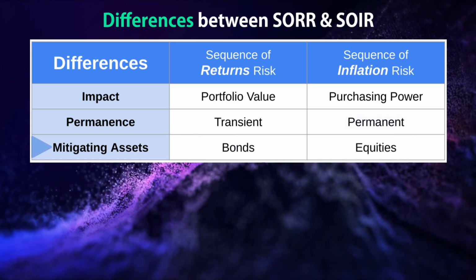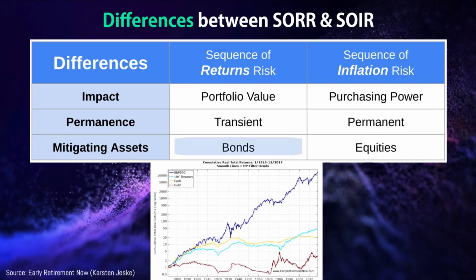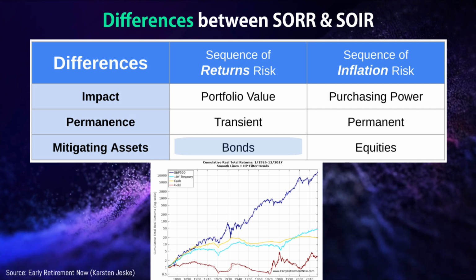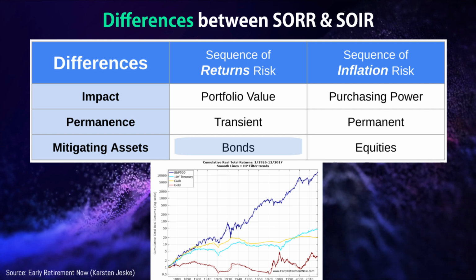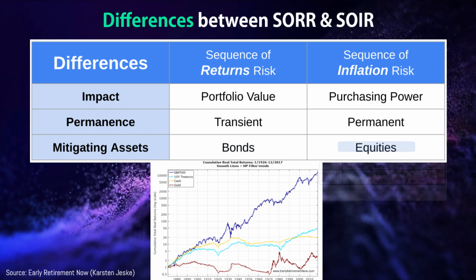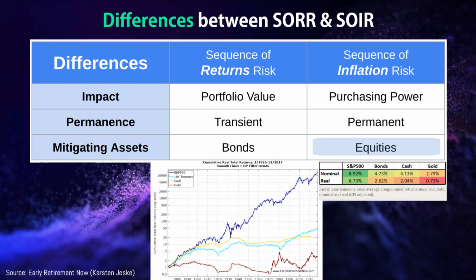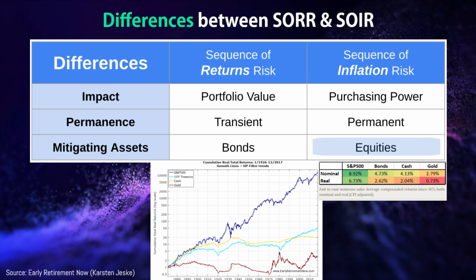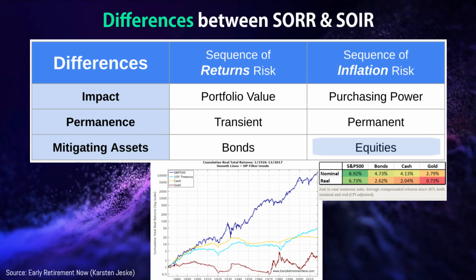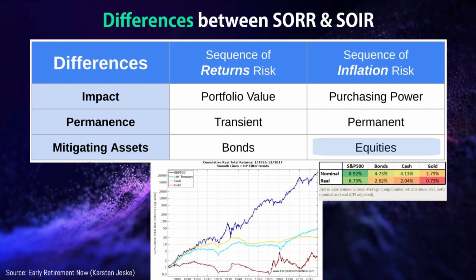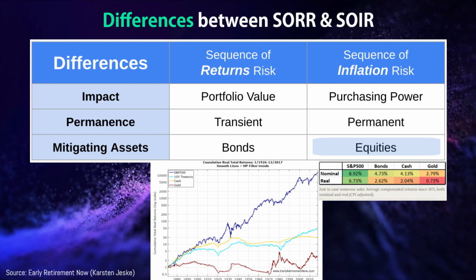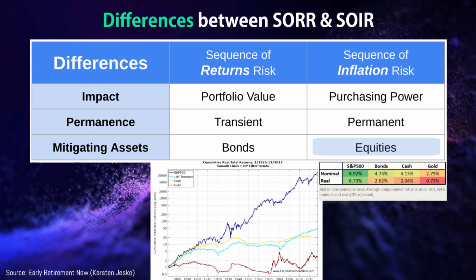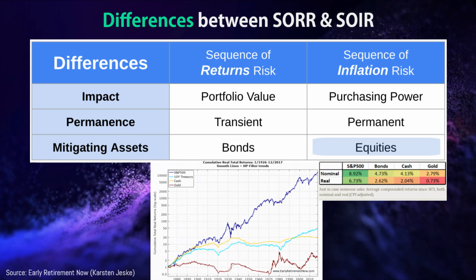Third, sequence of returns risk is often addressed with lower risk, lower volatility assets like cash and bonds. These provide stability when markets are down, to protect against selling growth assets. In contrast, to mitigate sequence of inflation risk, higher growth assets, specifically equities, are more effective. Equities are likely to outperform bonds, including inflation-protected bonds like TIPS or inflation-linked gilts, and are better at preserving purchasing power in the face of rising inflation.